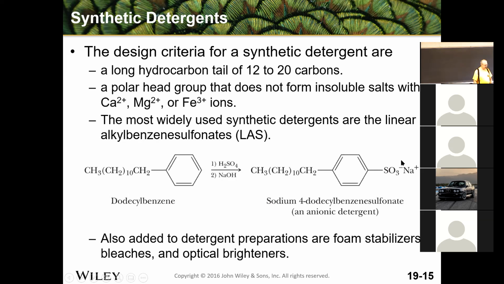Okay, so this is a sulfonate group. And this is what's called an anionic detergent. Okay, these operate the same way as soap molecules do. They form micelles, they emulsify grease or dirt, but they don't precipitate in hard water. Okay, this is what you would typically find in laundry detergents, for example. Some of the things that are also added to detergent preparations include foam stabilizers, bleaches, or optical brighteners.